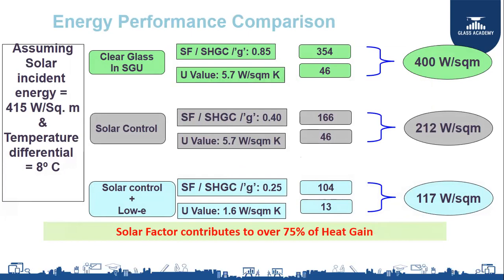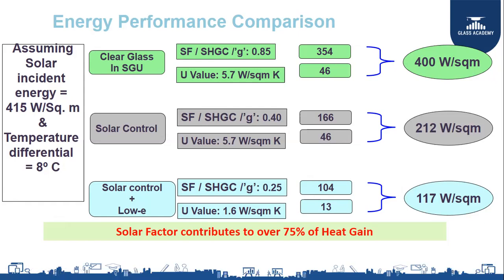So look at the direct heat gain component. It is 0.85 multiplied by 415, right? That is 354. You see the indirect heat gain component, 5.7 into 8, which is 46. So 354 plus 46, 400 watts per square meter is your total heat gain. Right? Next, coming to your solar control glass, which uses a coated glass, offline coated technology.